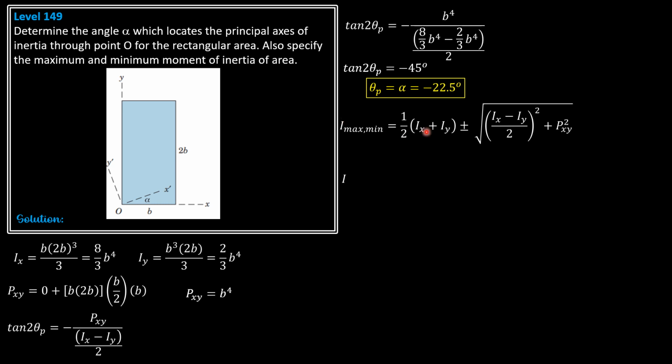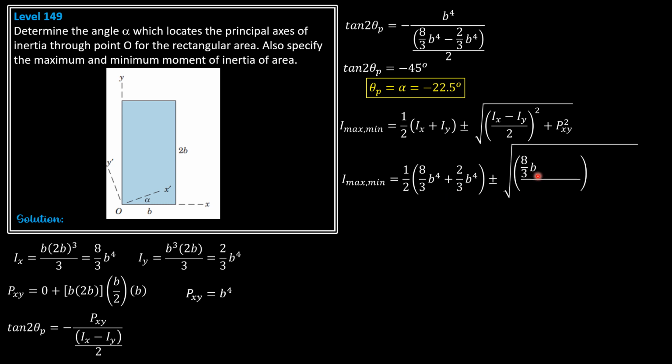So everything is known. Substitute. Imax or minimum is 1/2 of quantity 8 thirds b to the fourth plus 2 thirds b to the fourth, plus minus square root of quantity 8 thirds b to the fourth minus 2 thirds b to the fourth, which is 2b to the fourth, divided by 2, so that's b to the fourth squared, plus b to the fourth quantity squared. Therefore, the radical is b to the fourth square root of 2. While this one is 5 thirds b to the fourth plus minus b to the fourth square root of 2.